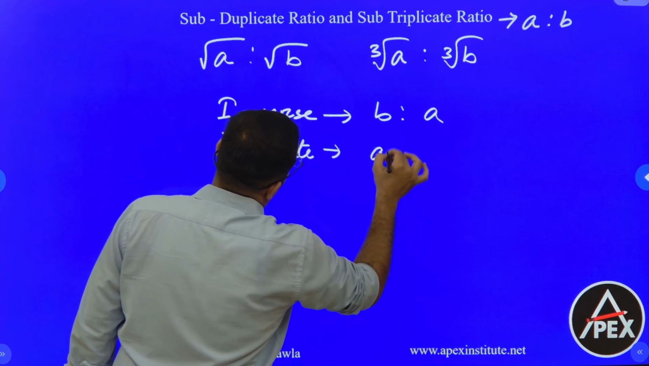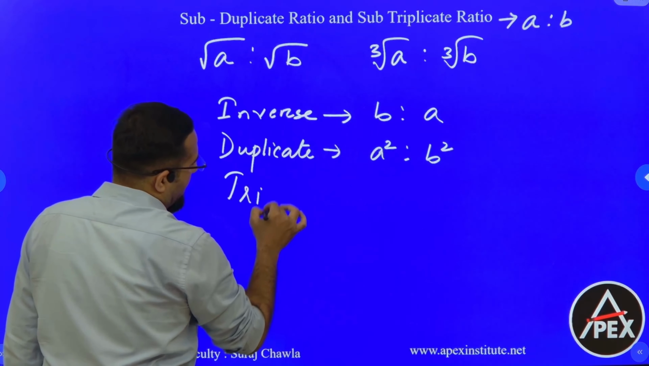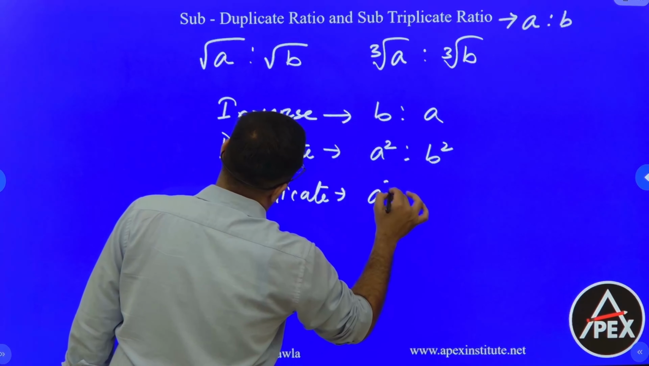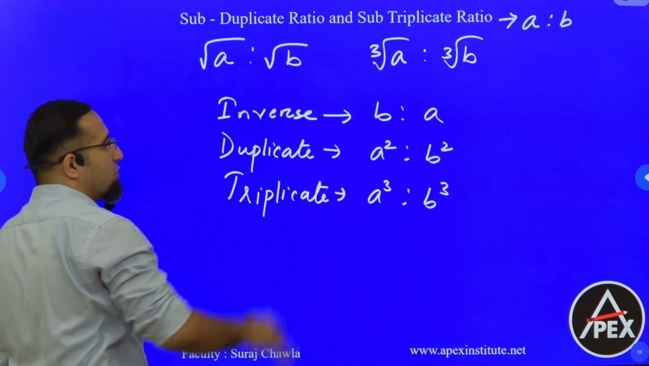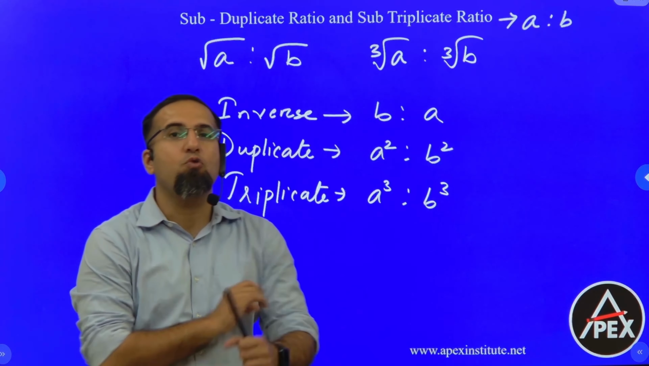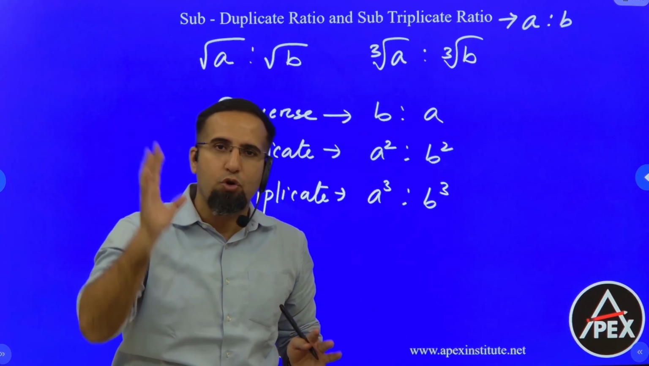Duplicate ratio becomes A square is to B square. Then we also learnt triplicate ratio. Triplicate ratio is going to be A cube is to B cube. And then we learned subduplicate ratio is square root of A is to square root of B, and subtriplicate ratio is cube root of A is to cube root of B. These are the only 5 types of ratios that you need to keep in mind.